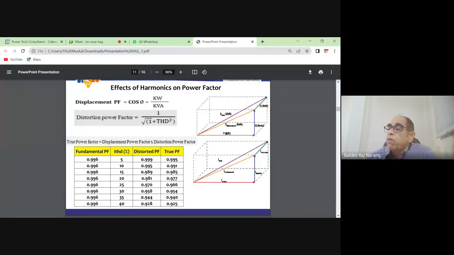As we go further, as the harmonics keep increasing, the distortion power factor keeps on reducing. The multiplying factor is changing, and the original power factor is the same, say 0.996 fundamental. With 5% it was 0.995, with 10% it is 0.991. And if you go up to say 40%, the 0.995 becomes 0.925. It is about a 7% difference. So if they start taking it into account and you are running 40% harmonics, your bill may increase by 7% or something. This is the effect of only harmonics on the true power factor.